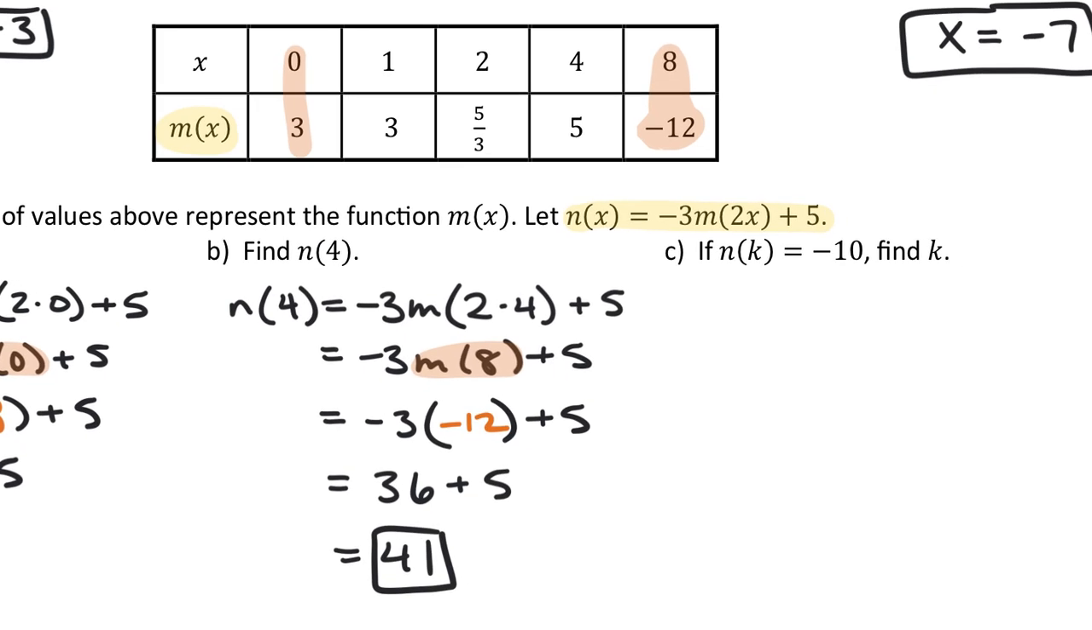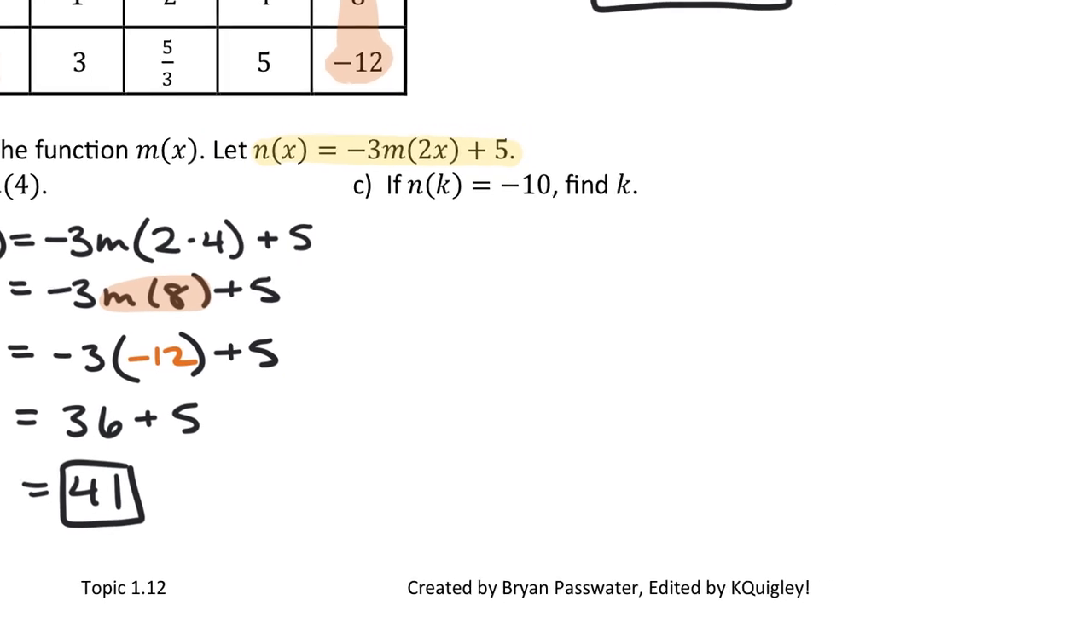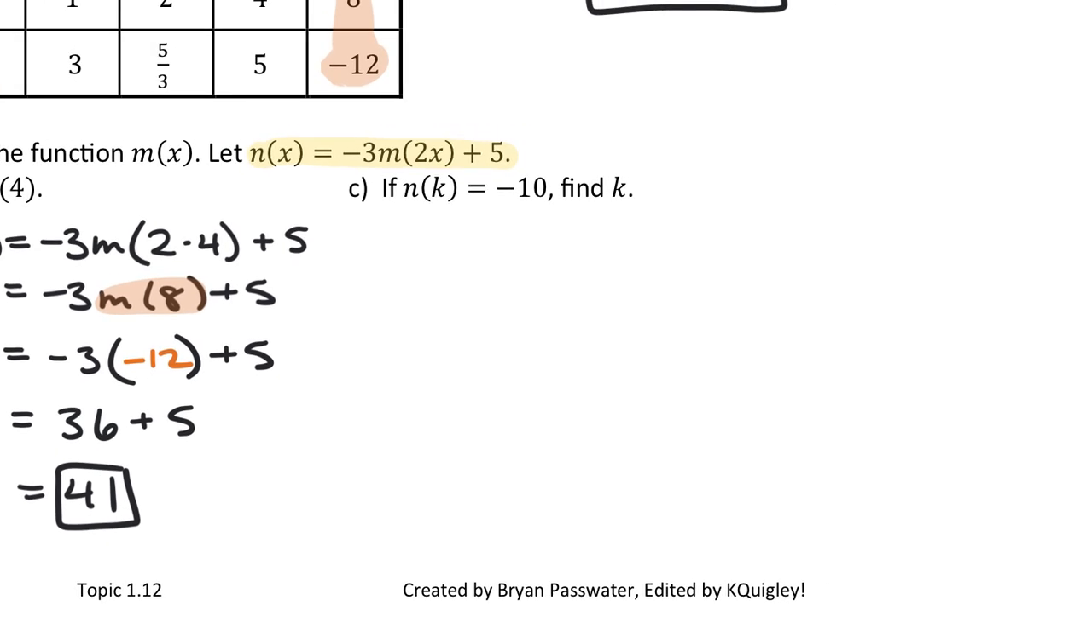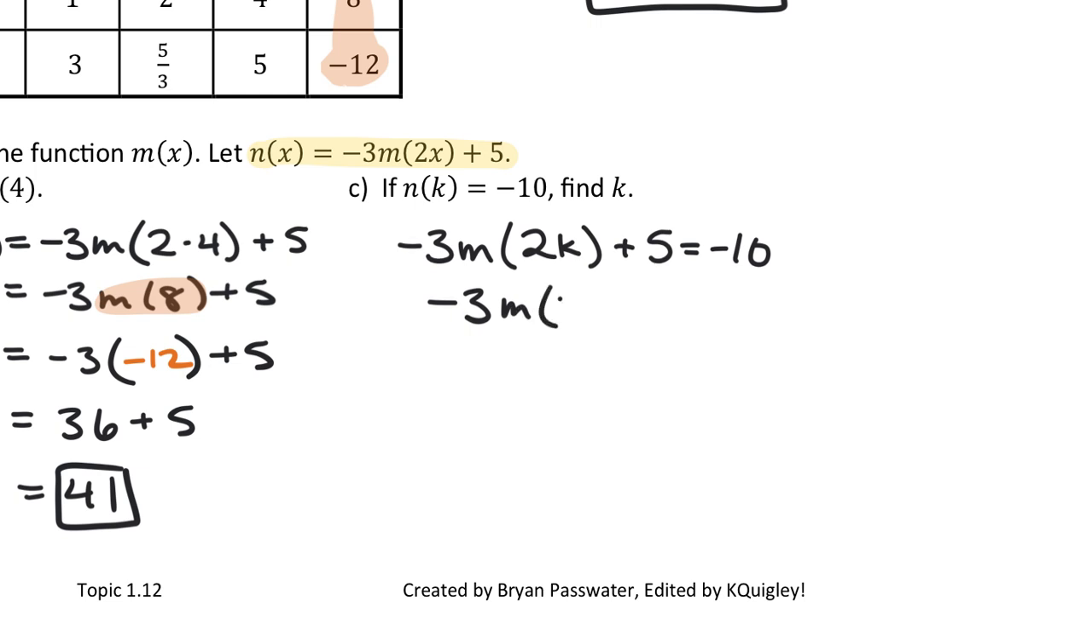For the last one, and this is the one I'll slow down on because I think this is the one where people have the most questions. This time I gave you an output value, so you don't plug it in. You set the equation equal to that. Negative 3 m of 2k plus 5 equal to negative 10. The reason why I'm using k instead of x is because the question tells me to use k. A different variable letter, it doesn't matter. So we're going to subtract 5 from both sides. That's negative 15. We are going to divide by negative 3 on both sides.